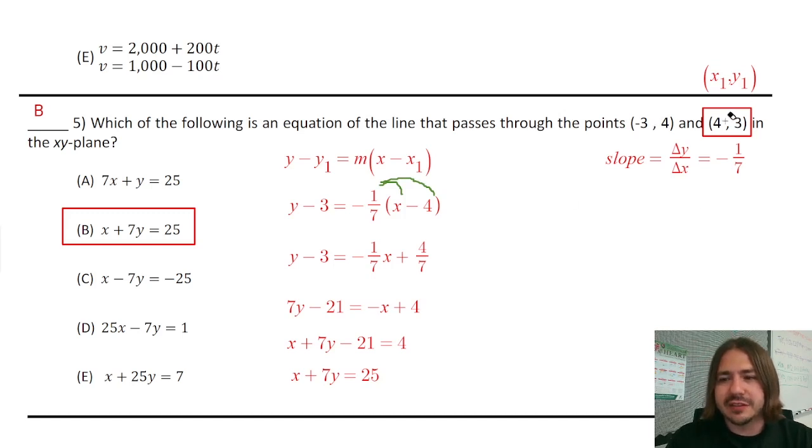So anyway, this is going to be my x1, y1. My slope is m. I plug in those 3 values. Slope. Here's the x1, the 4, the y1, the 3. And then I have it in point slope form. But what I'm trying to do is write this in standard form. So first I'm going to use the distributive property to multiply -1/7 by x and also by -4. And that's going to give me this -1/7 x plus 4/7 here.